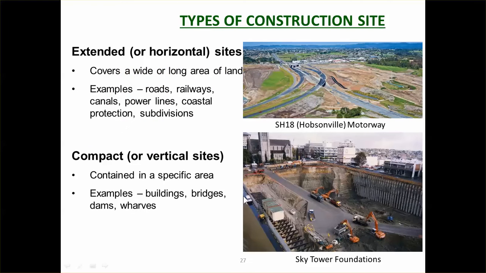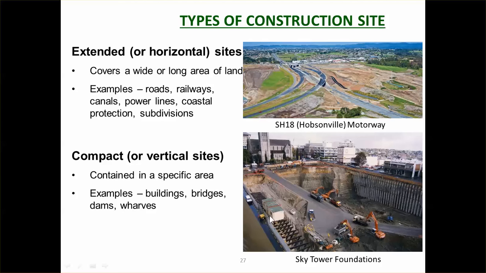So there are two general types of site. There's an extended, otherwise known as horizontal site, which are things like roads and canals and railways, some subdivisions as well, where it covers a wide or long area of land. So this road here was about 10 kilometers, I think. So the whole site was 10 kilometers long and about 20, 30, 40 meters wide.